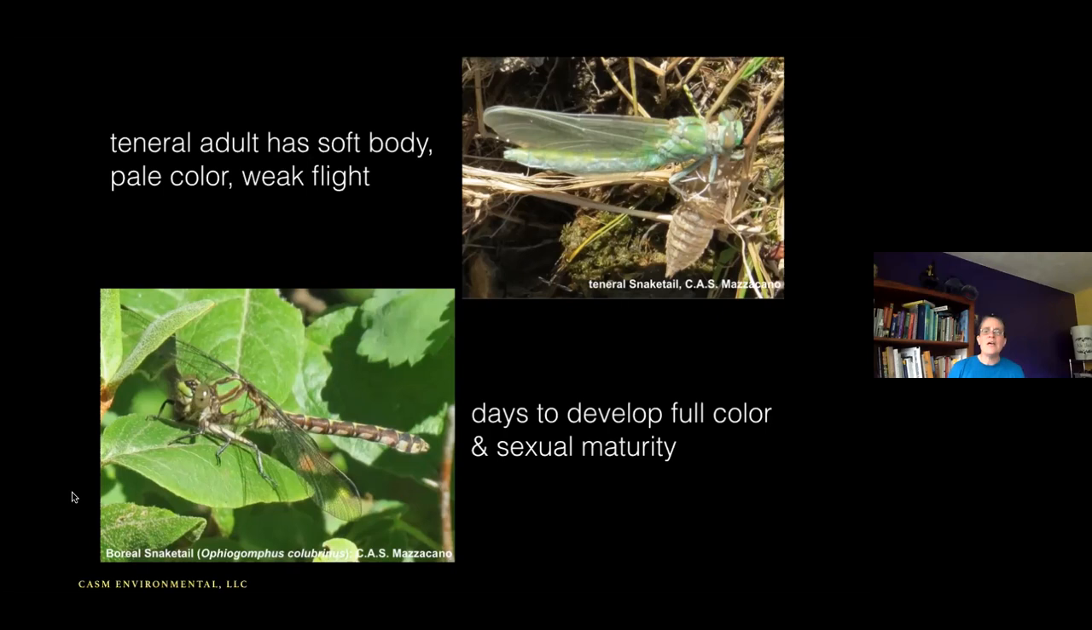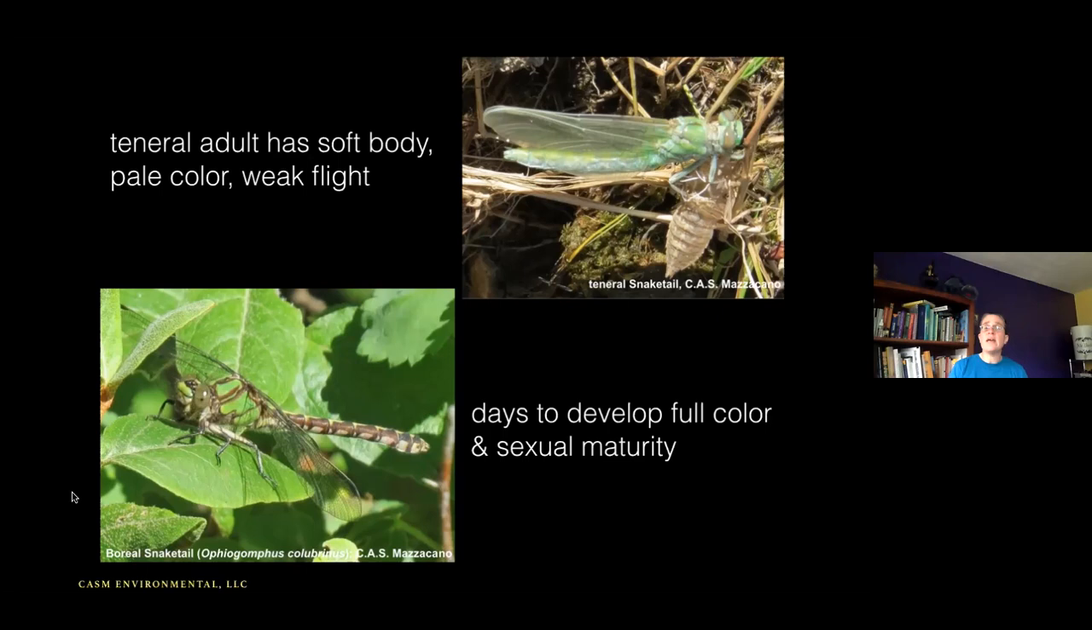So they're very vulnerable. And although they are not very strong flyers, once a dragon or damselfly emerges, the first thing it does as an adult is leave the water. It gets a little bit further away from the water body that it developed in, which might be a river or a lake or a pond, depending on what kind of dragonfly it is. They go away to where it's a little safer. They spend time feeding, maturing, developing that full mature adult coloration, coming to sexual maturity, and then they return to the water to patrol, to find mates, and to lay eggs.